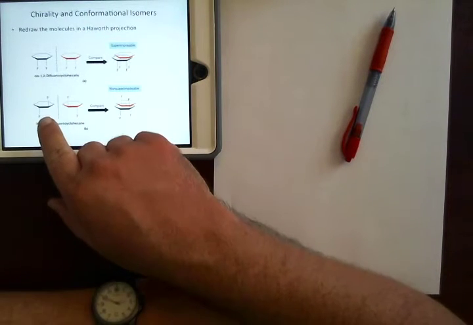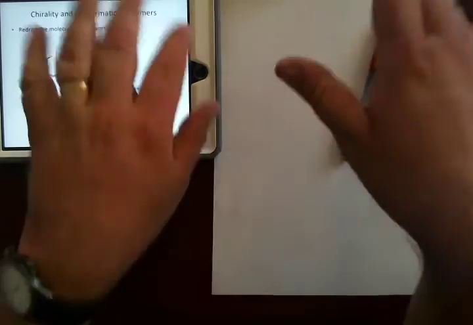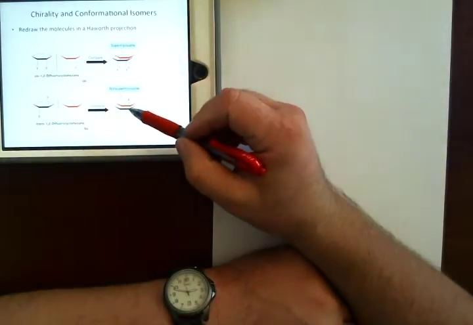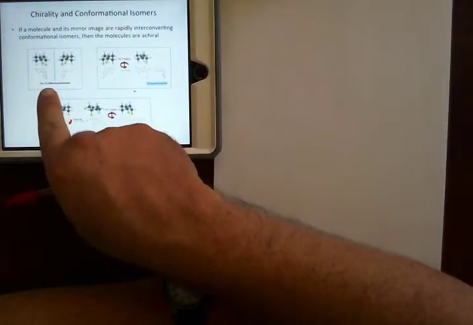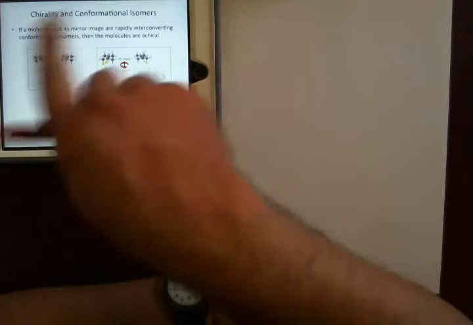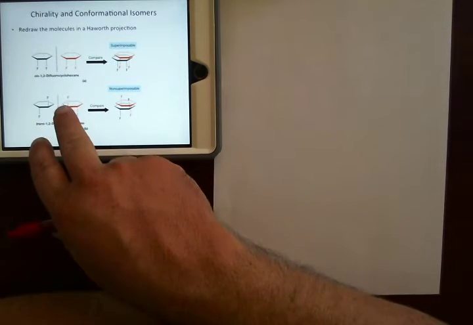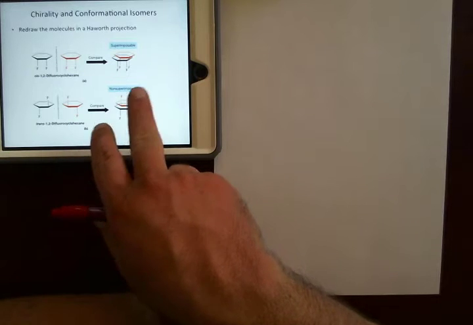But if you have something like this, the trans version, there's no way that you can rotate this or flip it or whatever it is so that these guys are superimposable. So the cis-1,2, this is the same molecule as this, and that would be really difficult to see in the chair form. But here you can look pretty quickly as to whether they're superimposable or not in this Haworth projection model.